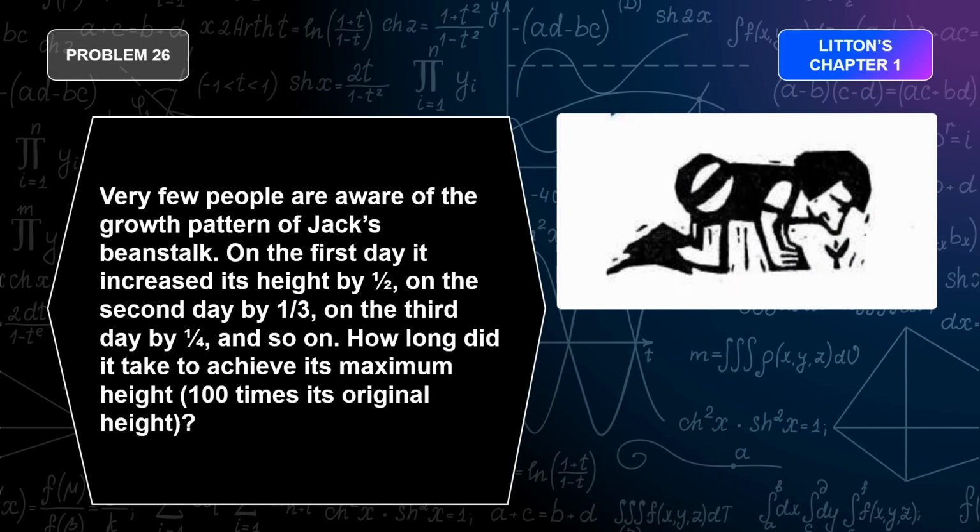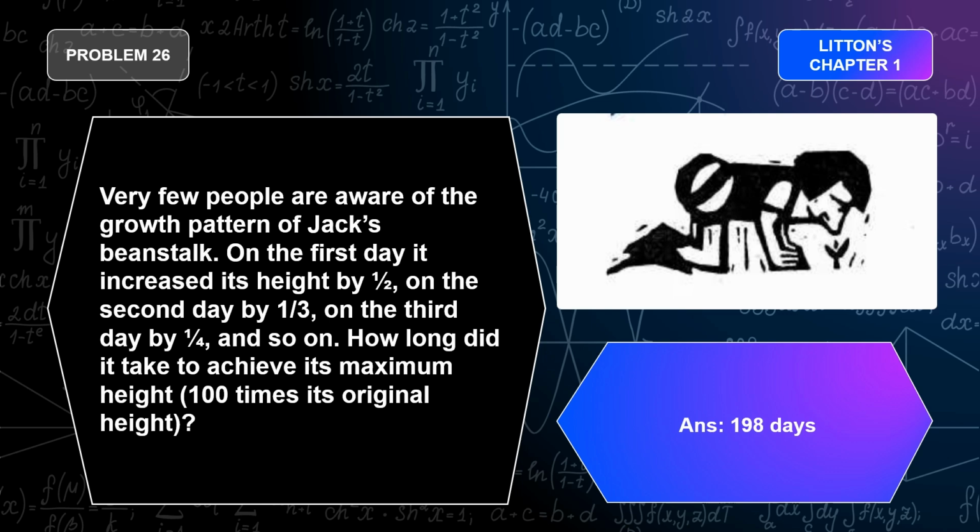Problem number 26. Very few people are aware of the growth pattern of Jack's beanstalk. On the first day it increased its height by 1/2, on the second day by 1/3, on the third day by 1/4, and so on. How long did it take to achieve its maximum height? 100 times its original height.